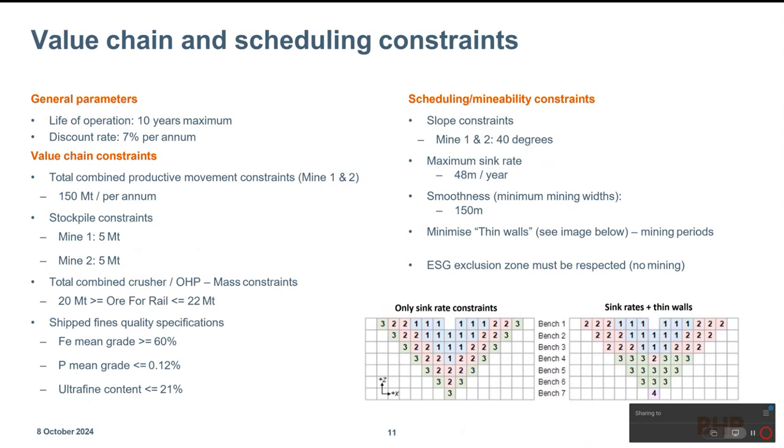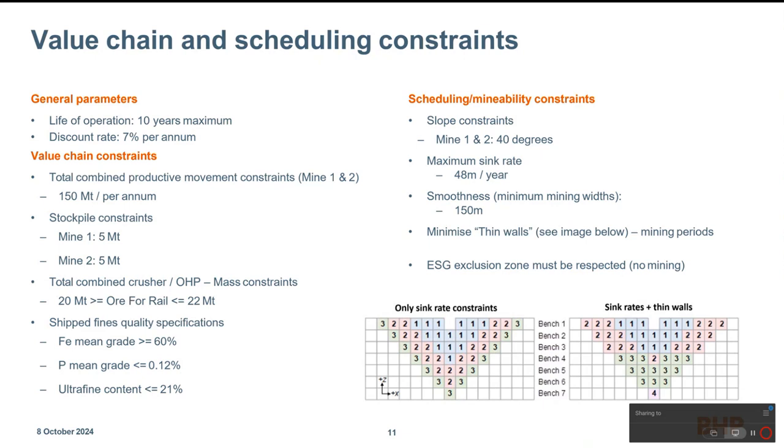Here's some details on the mining value chain itself. So in this run, we used a maximum mine life of 10 years, and a discount rate of 7% per annum. The mining complex isn't constrained by the mining equipment. So mining equipment and mining rates are not a constraint. It's more constrained by the crushing capacity, which is about 20 million tonne per annum.